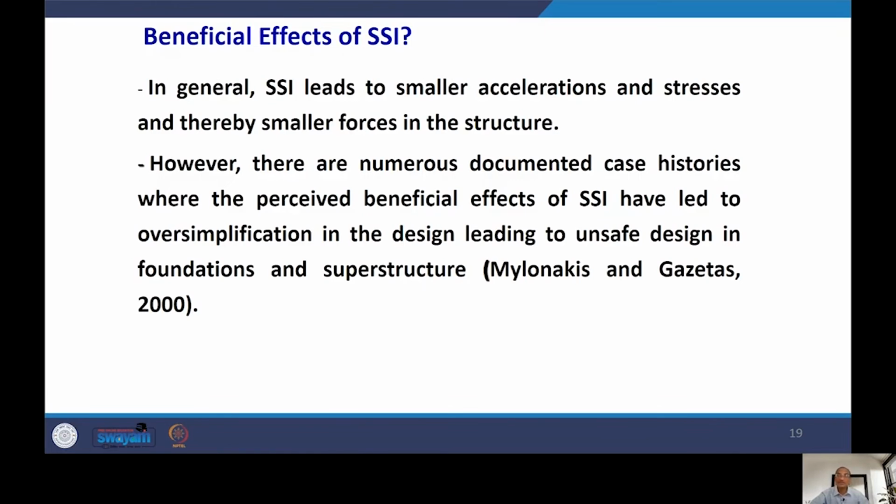So these beneficial effects may not always be present. Rather, there could be cases where SSI may lead to a larger response. So it should not always be assumed that SSI will lead to smaller forces in the structure.